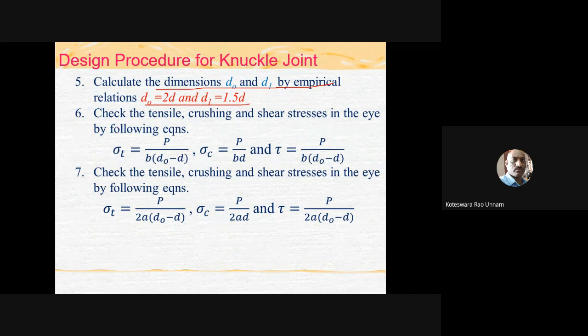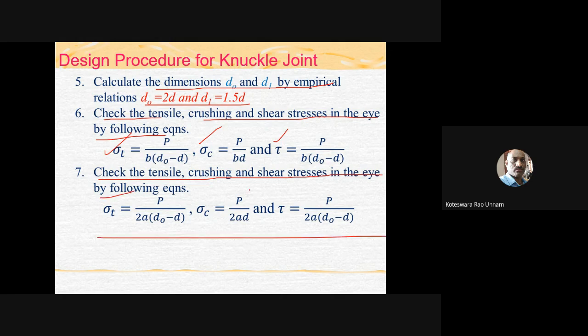Then once you've done that, you need to check for crushing and shearing stresses in the I of the joint. So these are the equations for those values. Then similarly, check for tensile, crushing and shearing stresses in the I also, using these relations. So this is how you can design this knuckle joint for a given axial load.